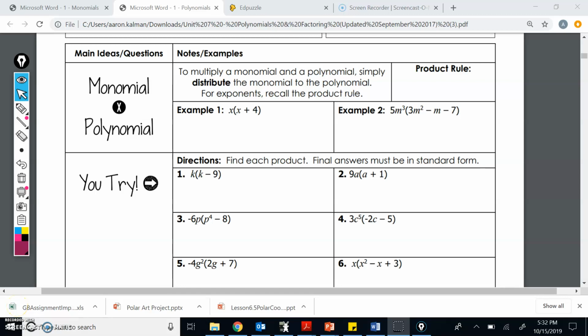Today's video is on multiplying monomials and polynomials and also binomials.